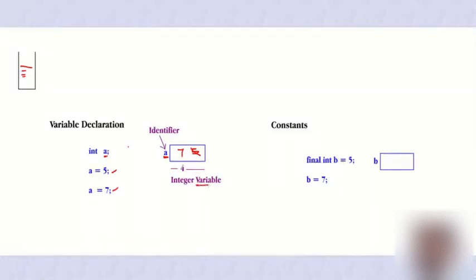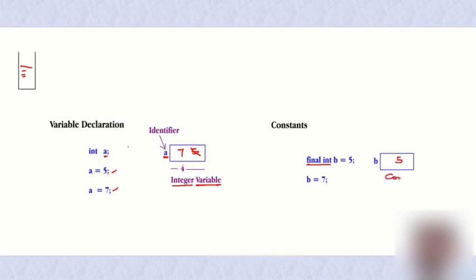Hence the name variable. In full, we have to say A is an integer variable. That is, a memory block which is capable of storing an integer value and it is changeable. Opposite of variable is a constant. A constant, as the name indicates, once initialized, cannot be modified. For example, final int b = 5. In this case, the value given to b is final and you cannot modify the value post initialization.